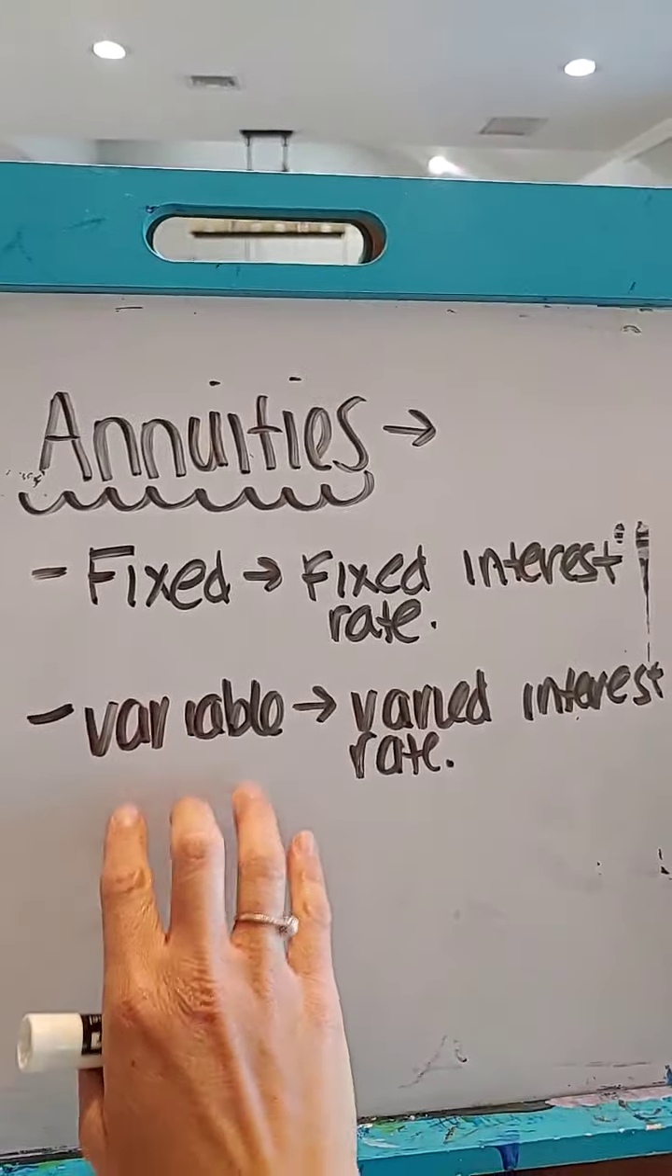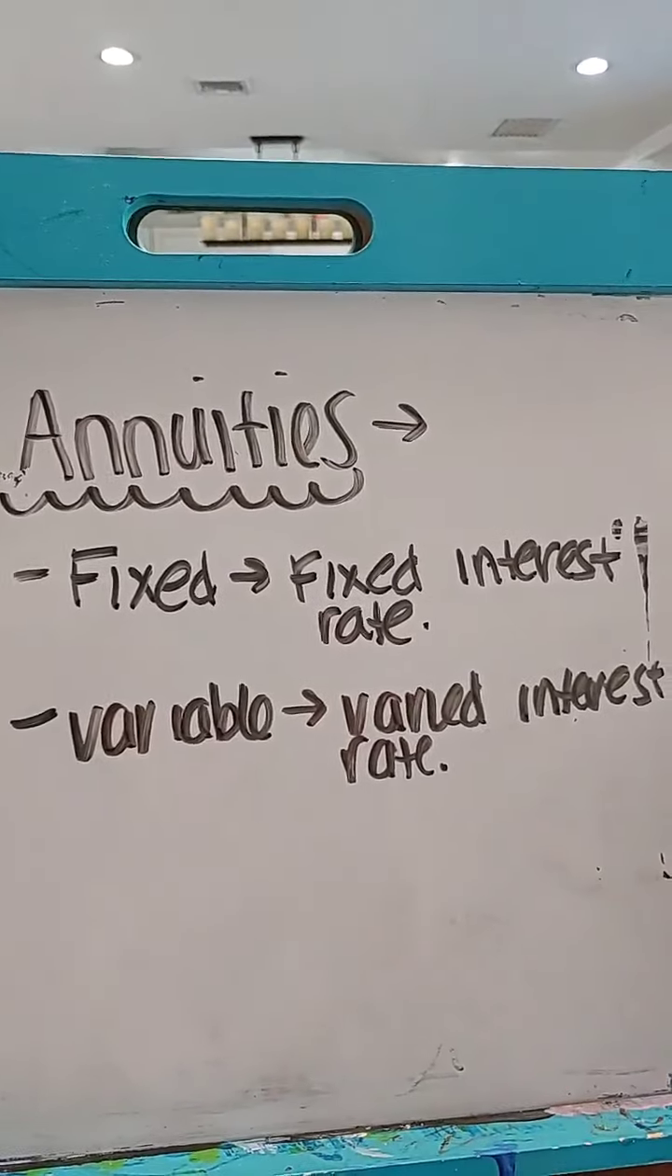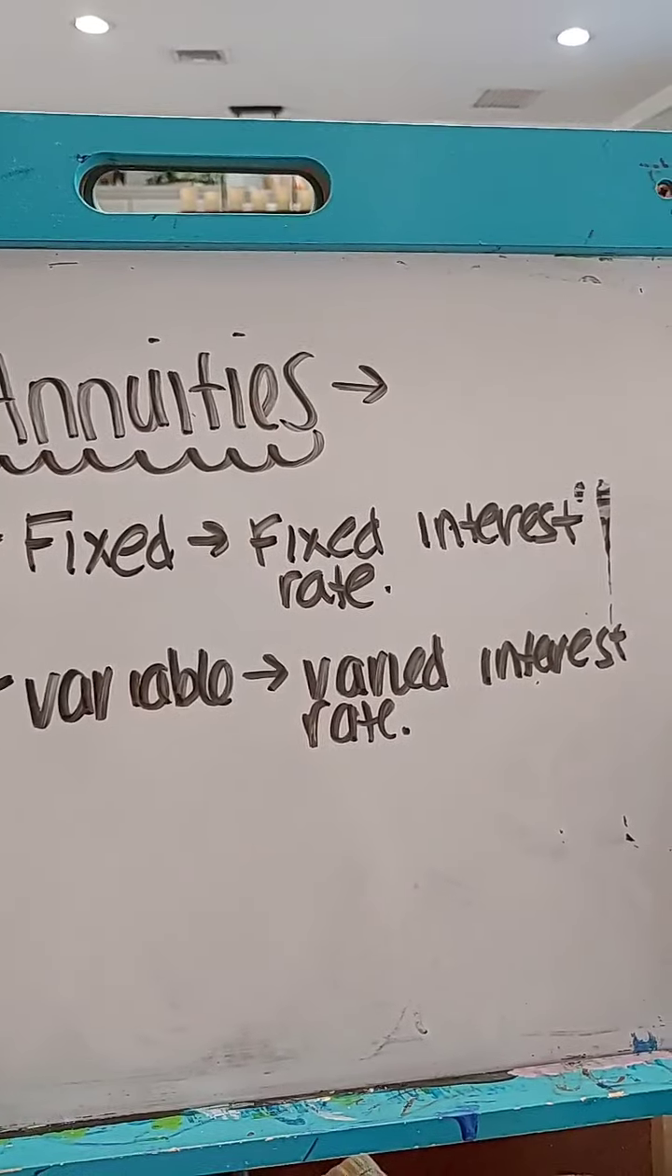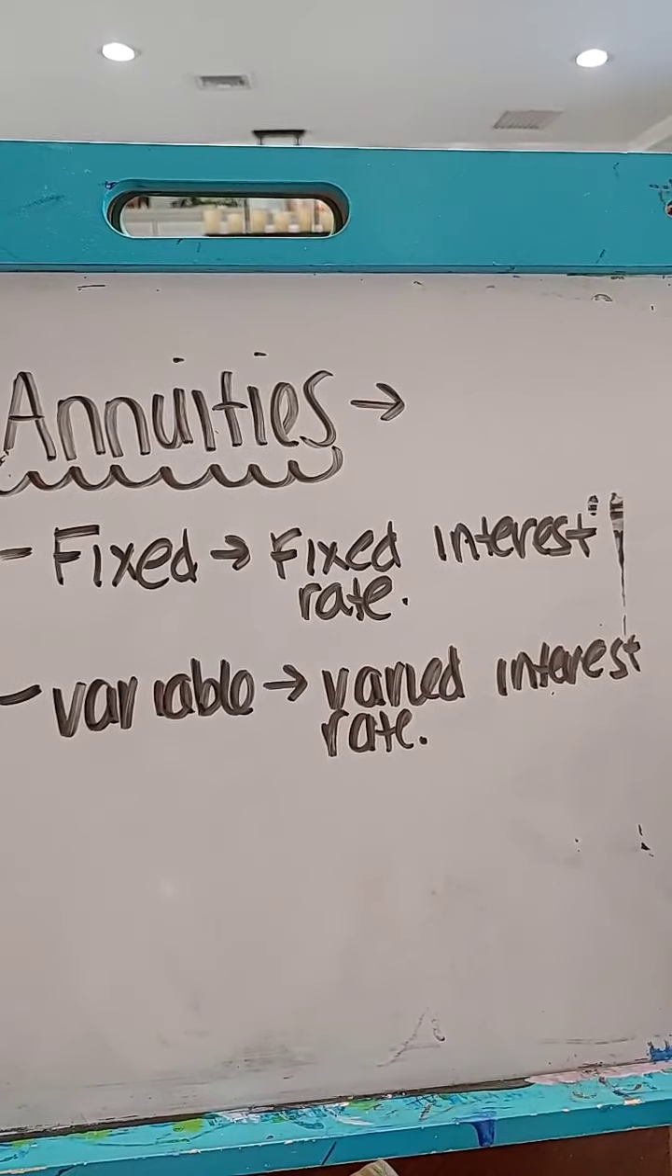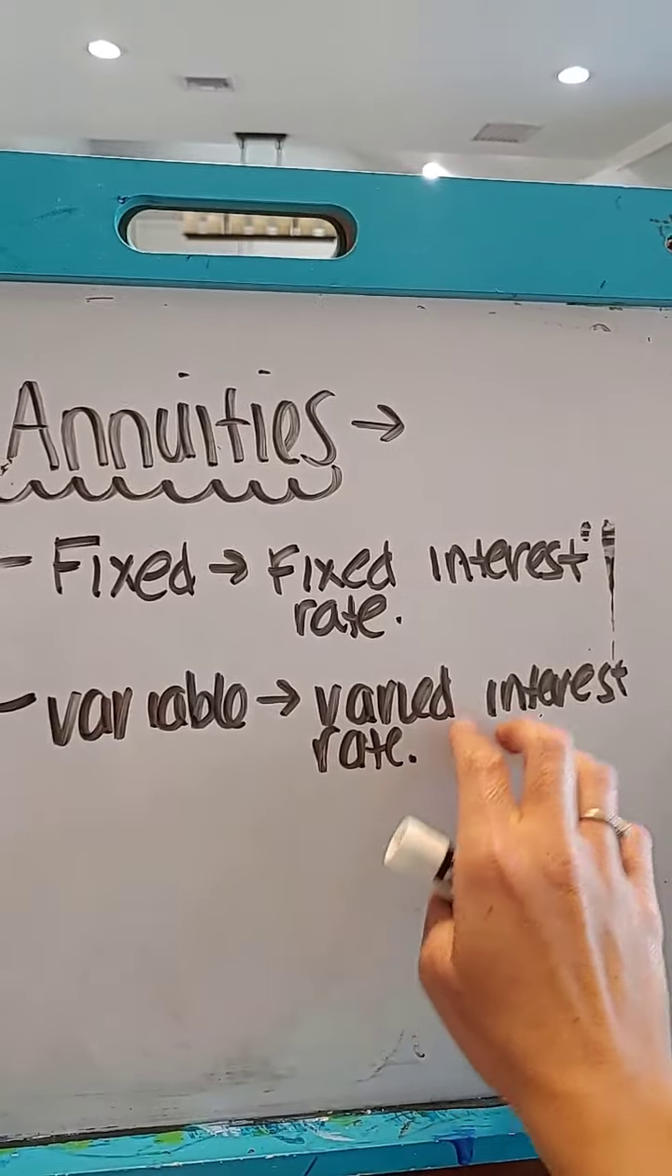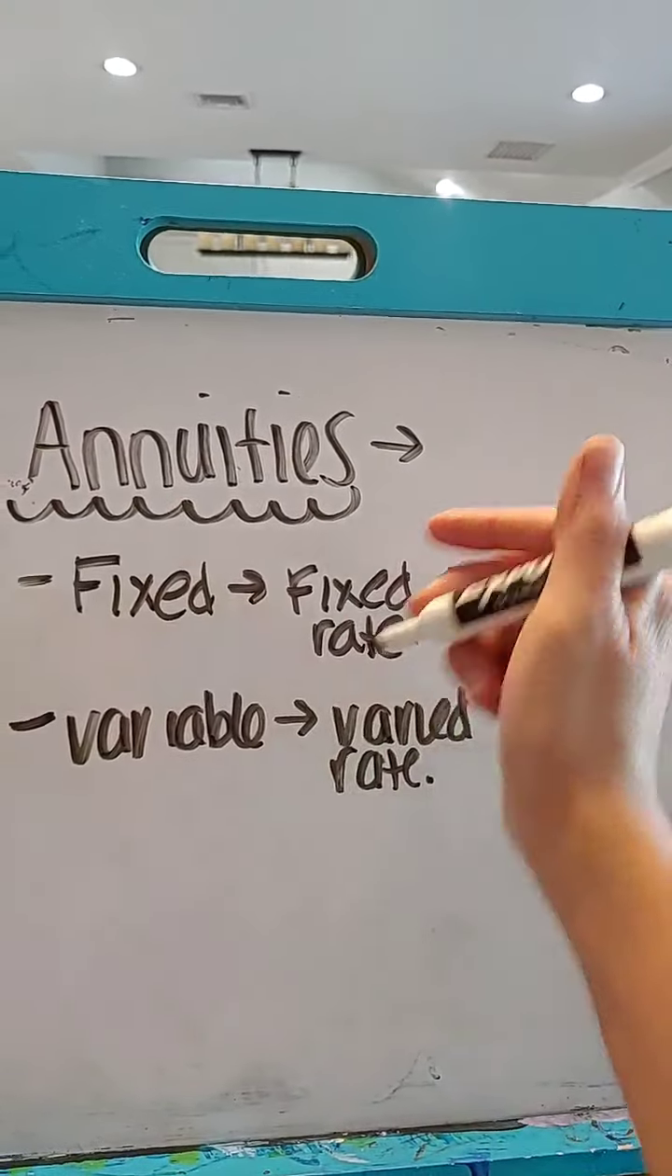Now, this type of annuity is a little more risky because it depends on the market. So when the market is high, your return is going to be high. But when the market is low, then your return is going to be low. So this one is a little more risky than your fixed annuity.